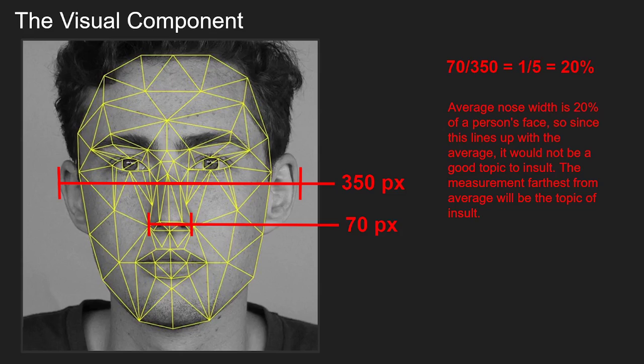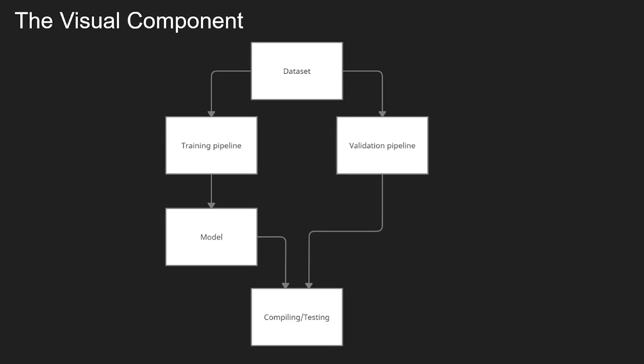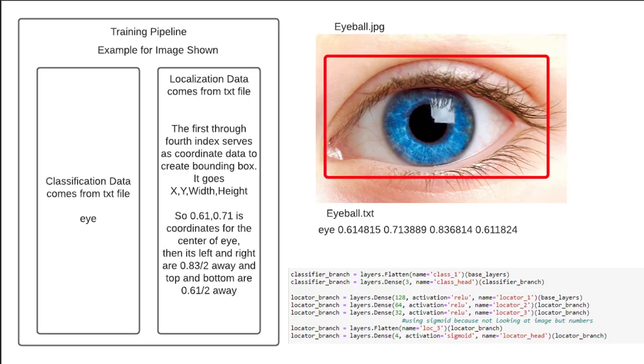But how does it do that? Well, that's where we're going to look at the training pipeline. So the training pipeline in our case is going to have two pieces of information, classification and localization. Where classification is saying, this is the thing that I am looking at. In this case, it would be eye. You can see eyeball.txt in the middle right of the screen. The first piece there says eye. That is our classification data. The rest of the data is localization data, which is the red box drawn around eyeball.jpg. And that is how we know where the object is, and is how we'll determine what size it is.